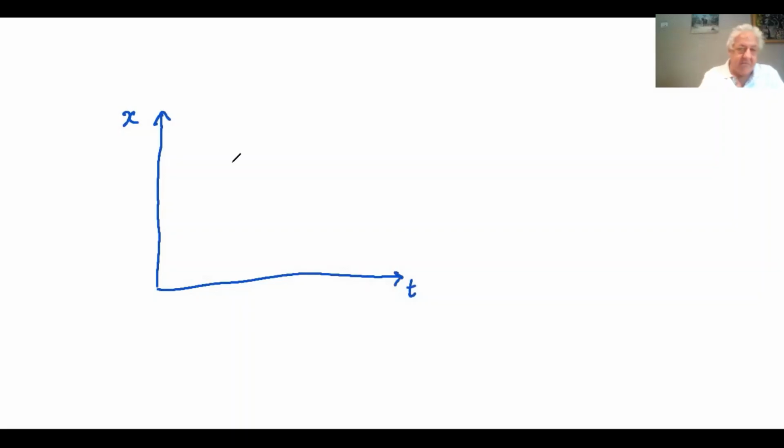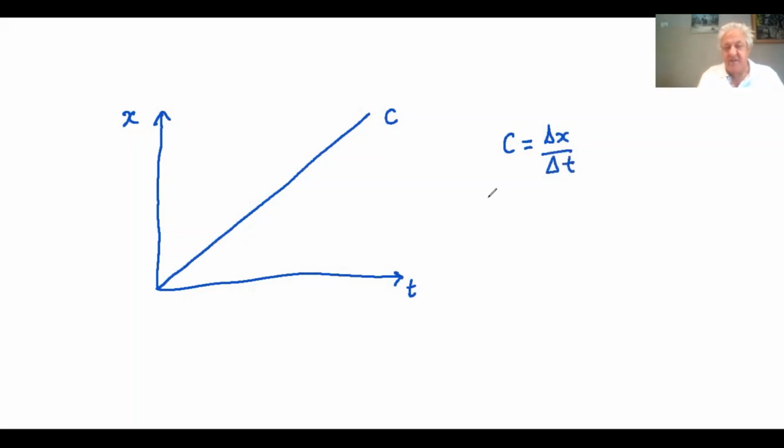Now, a vertical line means an infinite velocity, which is impossible. In fact, by Einstein's theory of relativity, the fastest speed is limited to the velocity of light. So c equals the slope, dx by dt. So c is the fastest velocity possible. So there's always going to be a finite slope on a distance time graph, and the maximum slope is going to be the velocity of light.